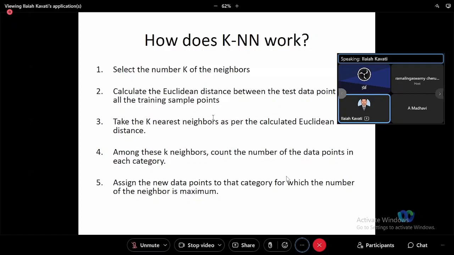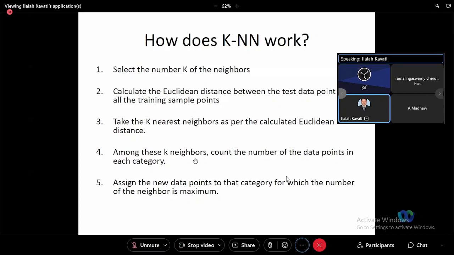Now, with the information I will provide, I need to identify to which particular category it belongs. In that case, I need to find the distance from this particular test data point to all the training sample points. From that, we need to take the k nearest neighbors, as per the calculated Euclidean distance.